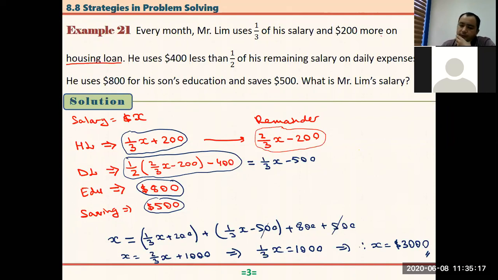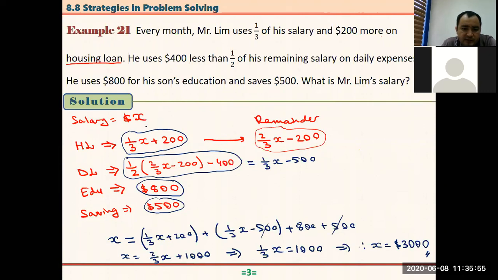Sir, please explain again about remainder points. I didn't get it. You mean explain everything? Remainder points, sir. 2/3x minus 200. And I didn't get it. Okay. You mean this part, right? Yes, sir. Okay. So here, he says that 1/3 of his salary and 200 more he's spending on housing loan, right? The first expense.